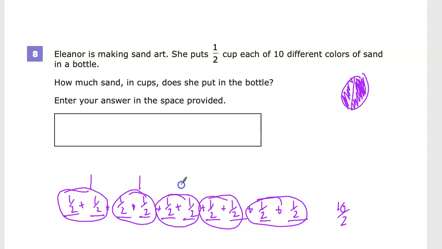So 1, 1, 1, 1, 1. And last time I checked, 1 plus 1 plus 1 plus 1 plus 1 is 5 total cups.